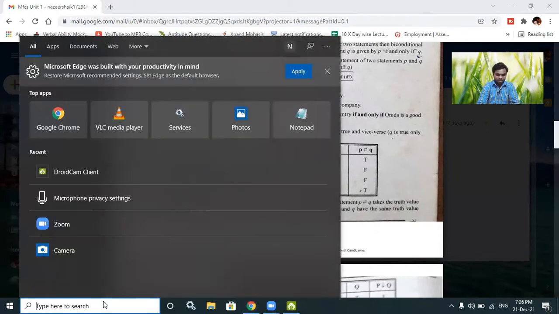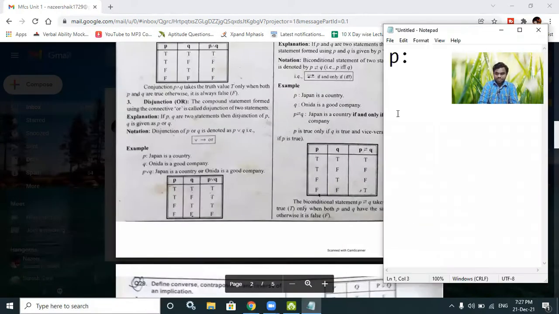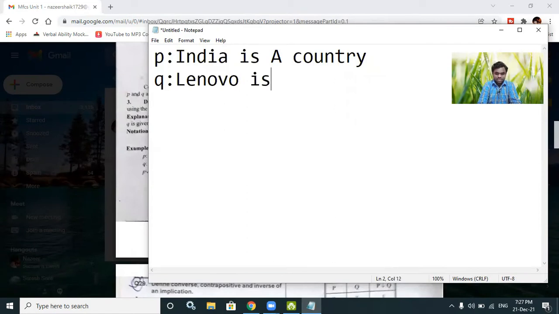I'm opening Notepad right now. Here P: India is a country. Q: Lenovo is a good company. So, if India is a country, then Lenovo is a good company.